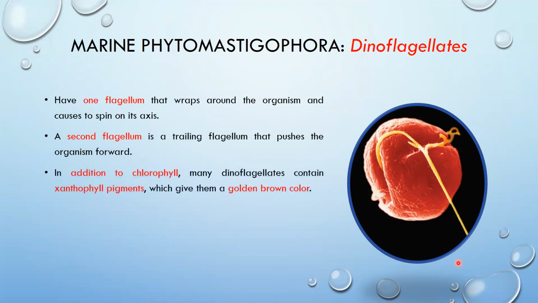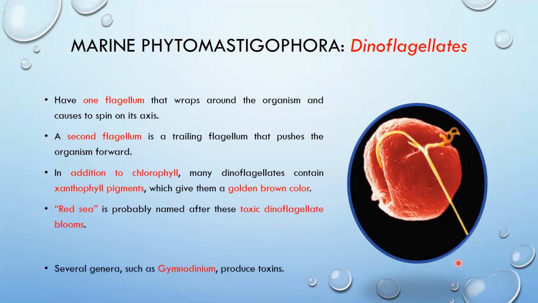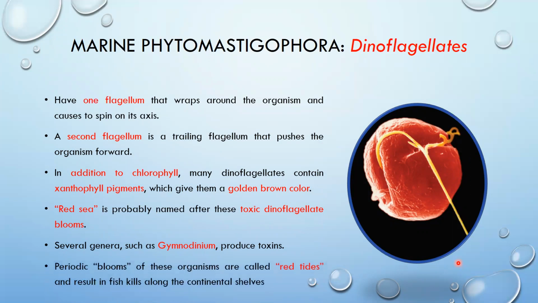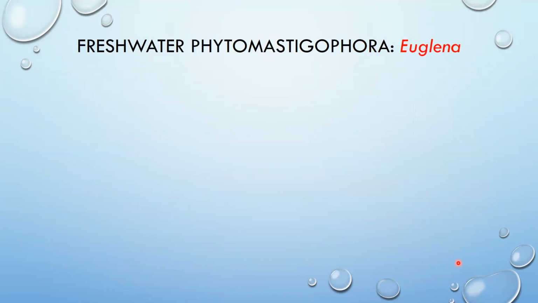In addition to the chlorophyll, they are having some other pigments that are known as the xanthophyll pigments, which give them golden brown color. The Red Sea is named after the toxic dinoflagellate blooms, and several genera, such as Gymnodinium, produce toxins. Periodic blooms of these organisms are called the red tides and result in fish kills along the continental shelves.